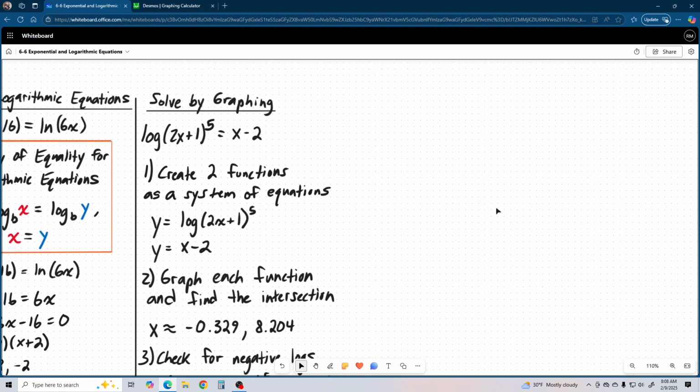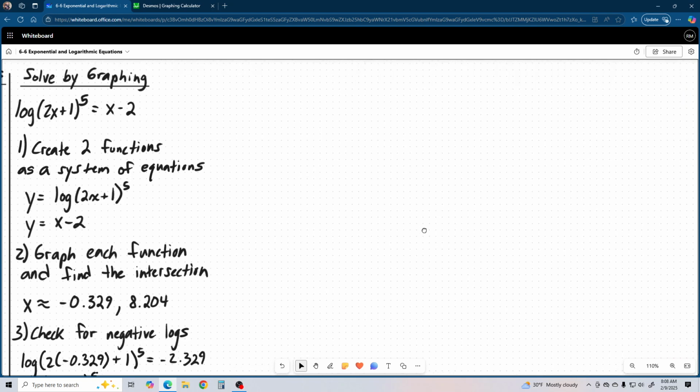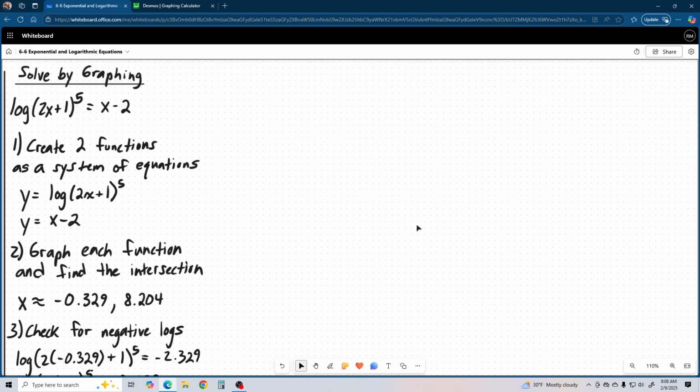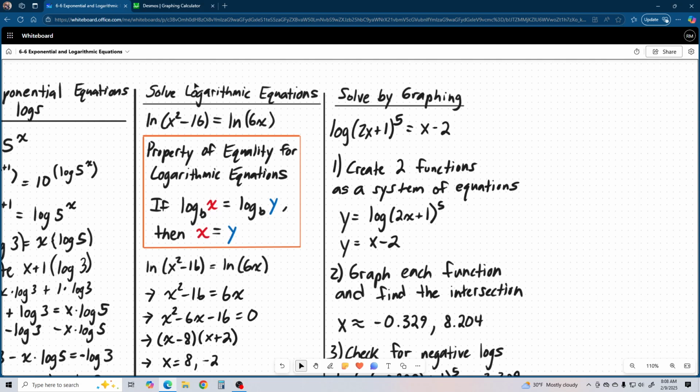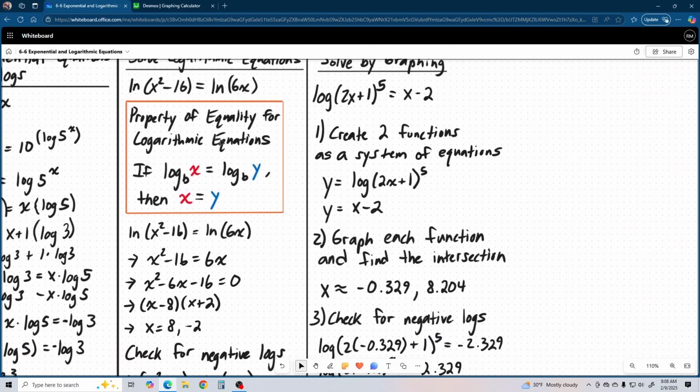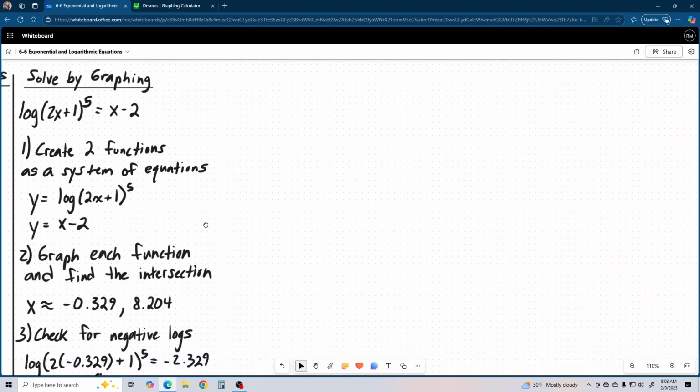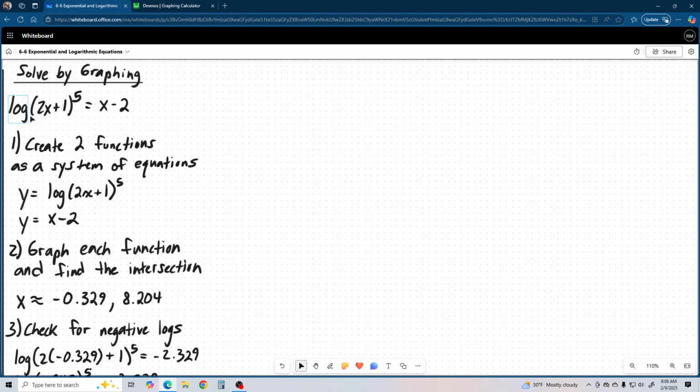Okay. So, solve by graphing. Always a fan favorite. Like before, we've been solving by using logs, and there are going to be a lot of situations in which solving with logs is very useful. But if we get an equation like this, anytime you have a function equals a function, you can graph both of those functions and find out where they intersect. That will always work. We're going to look at this as a system of equations, just like you learned in Algebra 1. So we have log of 2x plus 1 to the 5th equals x minus 2.